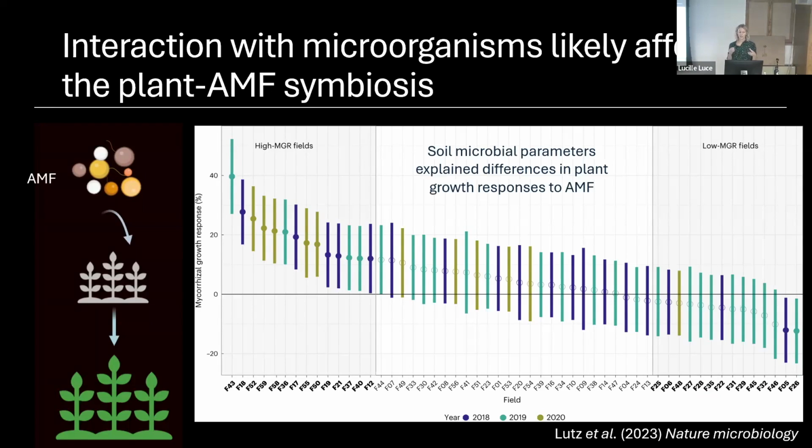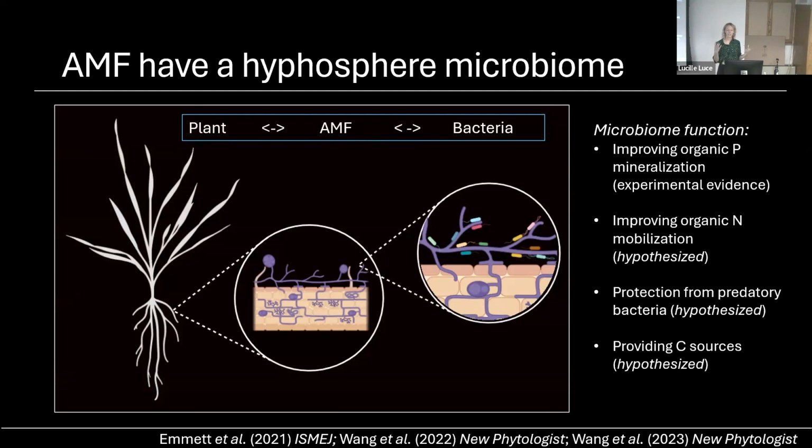And so in this study, they tried to explain what parameters explain this range of mycorrhizal growth responses of these plants. And they showed that it was actually soil microbial parameters that explained one of the major differences in the plant growth response to AMF, kind of indicating that interactions with microorganisms likely play a very vital role in the plant AMF symbiosis.